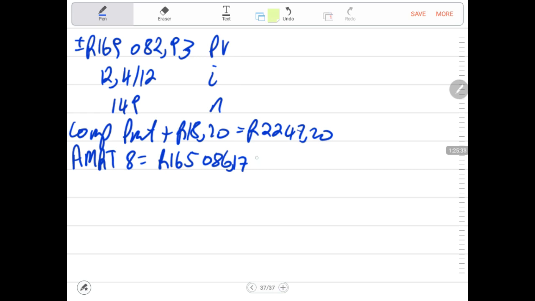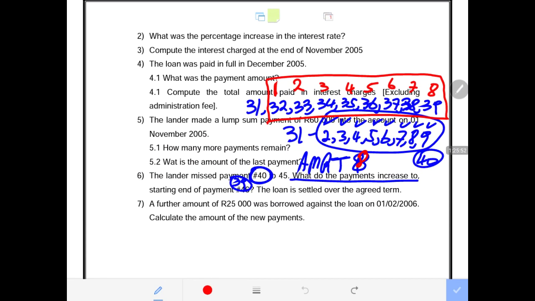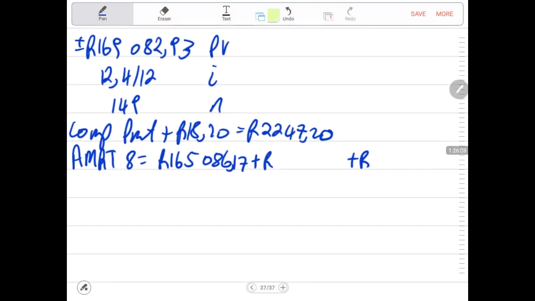So now what do we need to do? We need to add interest and we need to add administration fee to get to the balance before the next payment was missed. But since we know that payments 40 up to 45 were missed, then we can just continue calculating the future value without having to add the interest only for 1 month and admin for 1 month.